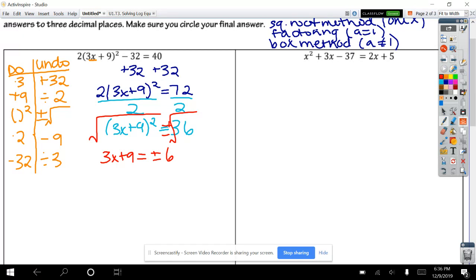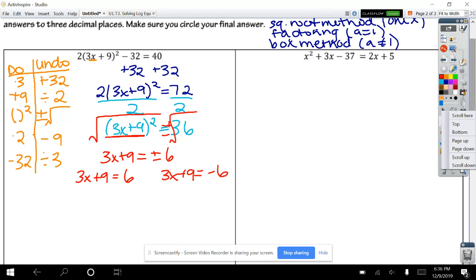This is the step where we get two different equations. Basically, this is saying 3x plus 9 can be positive 6 or it can be negative 6. And the reason for that is because positive 6 squared gives us 36 and negative 6 squared gives us 36. So we have to account for both possibilities. So I'm going to set up two separate equations: 3x plus 9 equals positive 6 and 3x plus 9 equals negative 6.